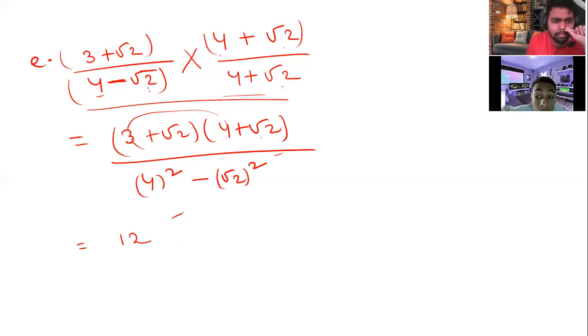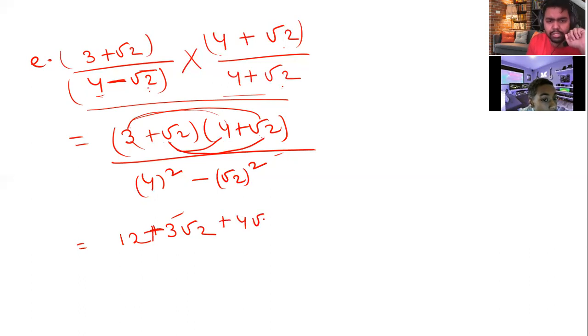Then 3 would be multiplied here also. 3 times root 2 will just make 3 root 2, because we can't do anything about that. Are you understanding? Then again, root 2 would be multiplied here also. Root 2 multiplied by 4, we can't do anything, just 4 root 2. It is just like x. X times 4 would be 4x.